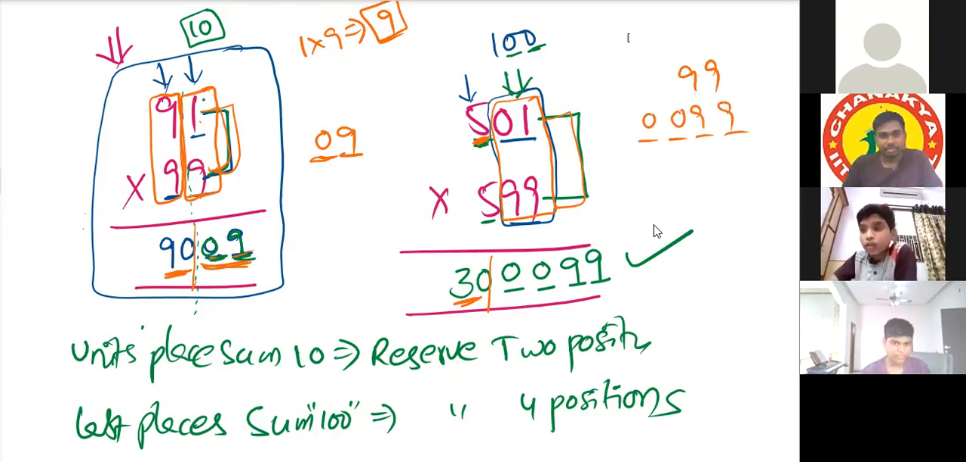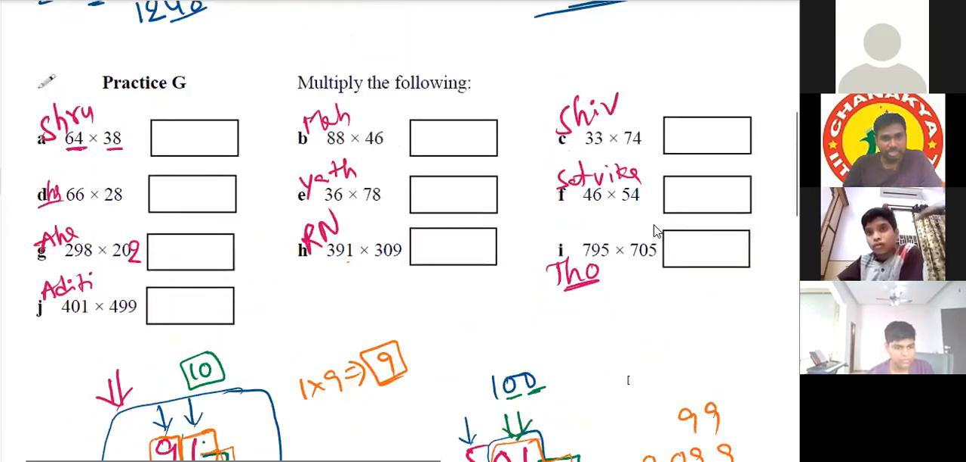Sir, I have a doubt in 68 into 38. Which one? Sir, 68 into 38. Where is that? There is no question here, sir. I have a doubt.